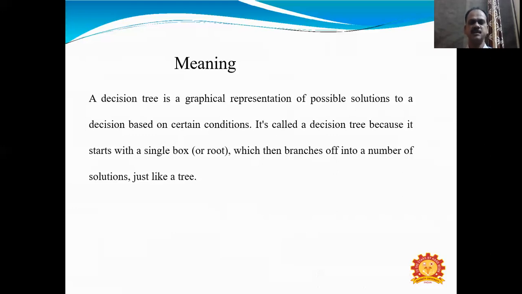So based on the decision making, it will split the branch. Then the leaf node. The leaf nodes are mainly used to produce the final result. After that, they will not split any branches, because the leaf node is the end of the tree.